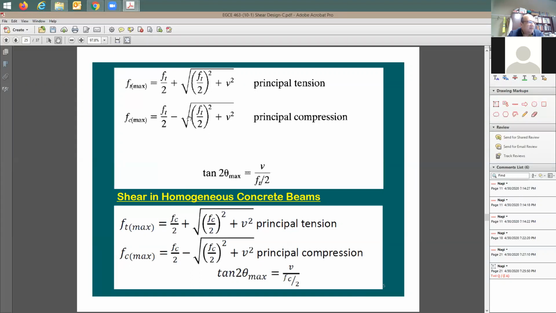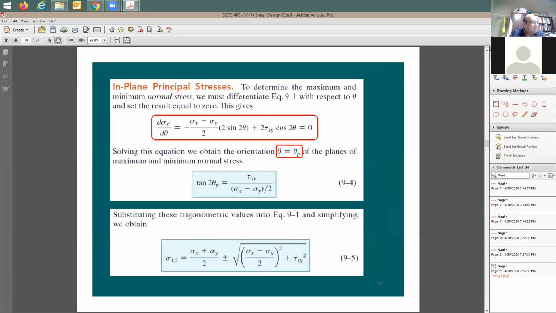To find out the principal stresses, I should be able to use these two equations. These two equations are going to be the exact two equations that you have seen in the slide. I guess it was number 14. It's going to be the exact same two equations.